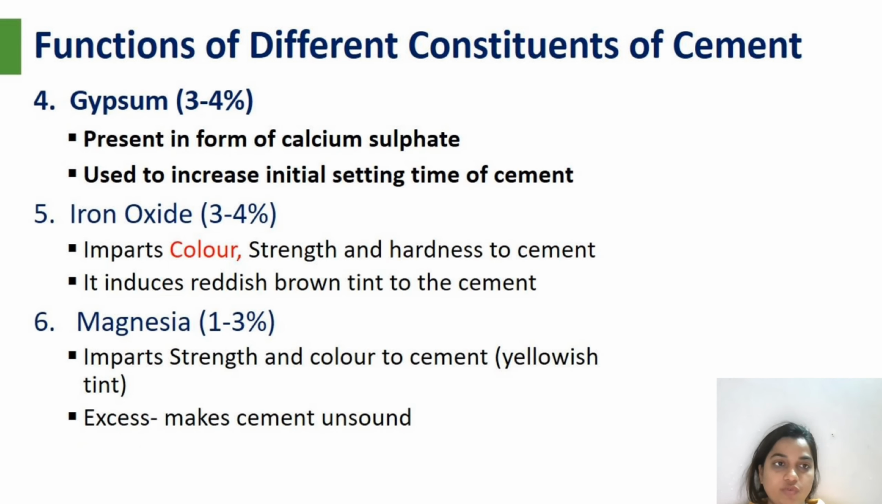Next is gypsum, 3 to 4%. It is present in the form of calcium sulfate, CaSO4, and is used to increase the initial setting time of the cement. Next is iron oxide, 3 to 4%. It imparts the color, a reddish brown tint. Next is magnesia, 1 to 3%. It also imparts color, but a yellowish tint. If it is in excess quantity, it makes the cement unsound.